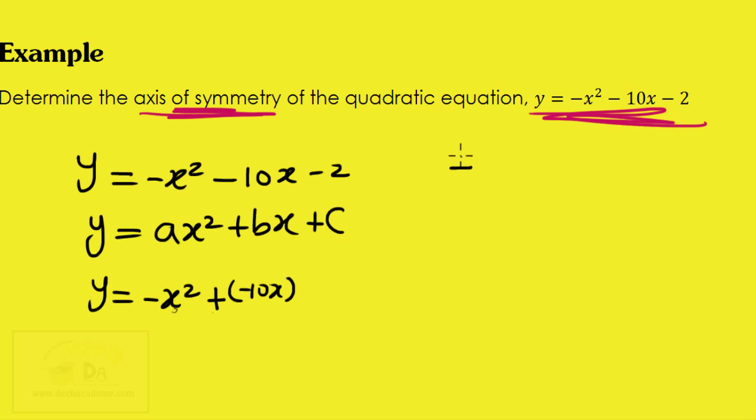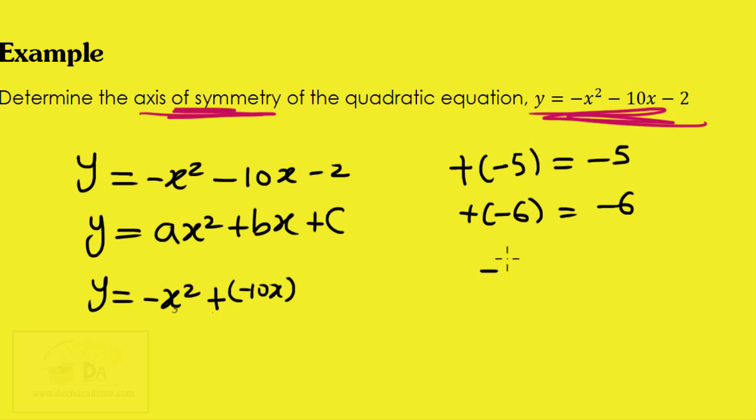So let me just do this. Plus minus 5 is the same thing as minus 5. Plus minus 6 is the same thing as minus 6. Minus 4 can be written as plus minus 4, because plus times minus is minus, and you have your 4. So minus 10x is the same thing as plus minus 10x. Minus 2 is the same thing as plus minus 2. So now we have these equations in the same form.